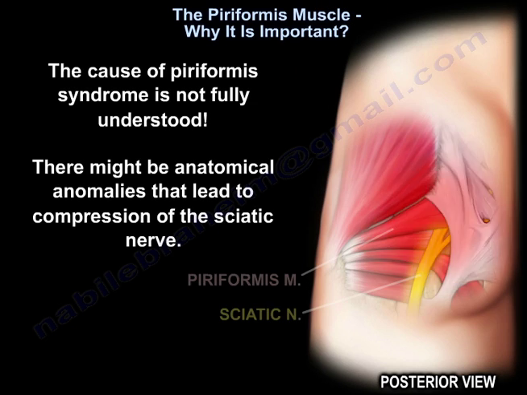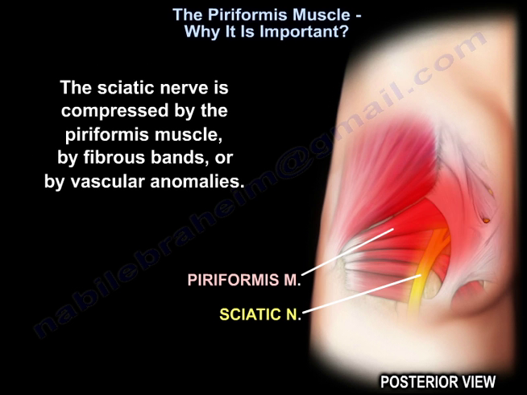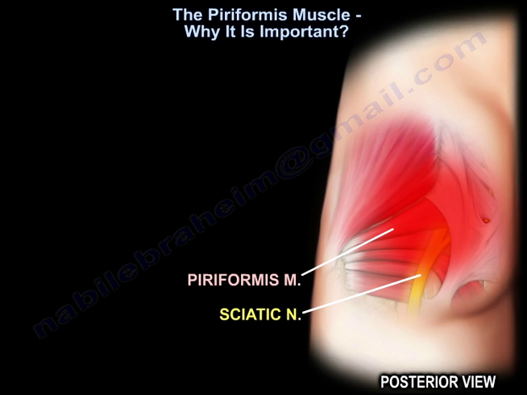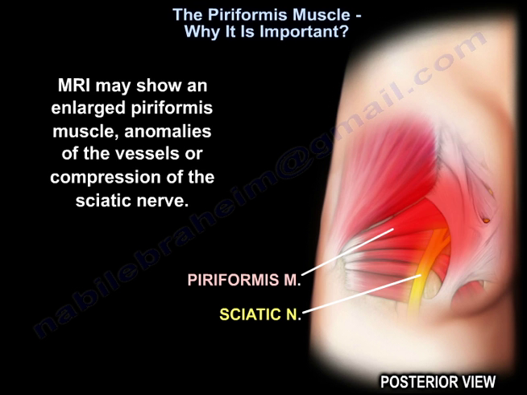The cause of piriformis syndrome is not fully understood. There might be anatomical anomalies that lead to compression of the sciatic nerve. The sciatic nerve is compressed by the piriformis muscle, by fibrous bands, or by vascular anomalies. MRI may show enlarged piriformis, anomalies of the vessels, or compression of the sciatic nerve.